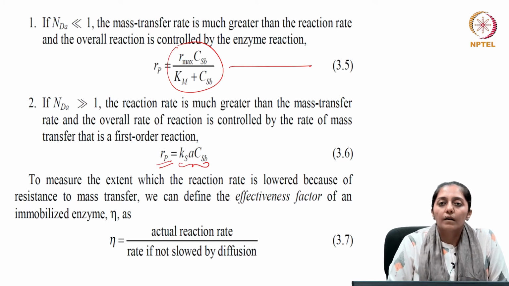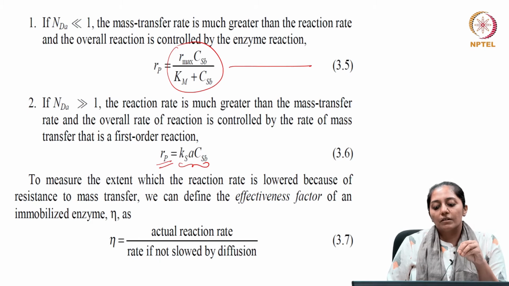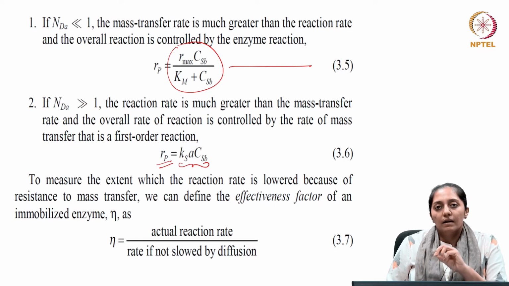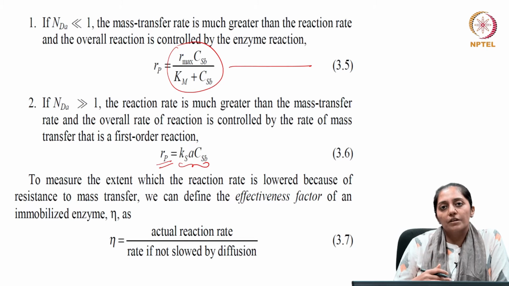Now, in order to measure the extent to which the reaction rate is being lowered because of the resistance to mass transfer, another term is defined which is called the effectiveness factor. Now, this effectiveness factor in immobilized enzyme systems can be given as the actual reaction rate to the reaction rate if not diffusion limited.